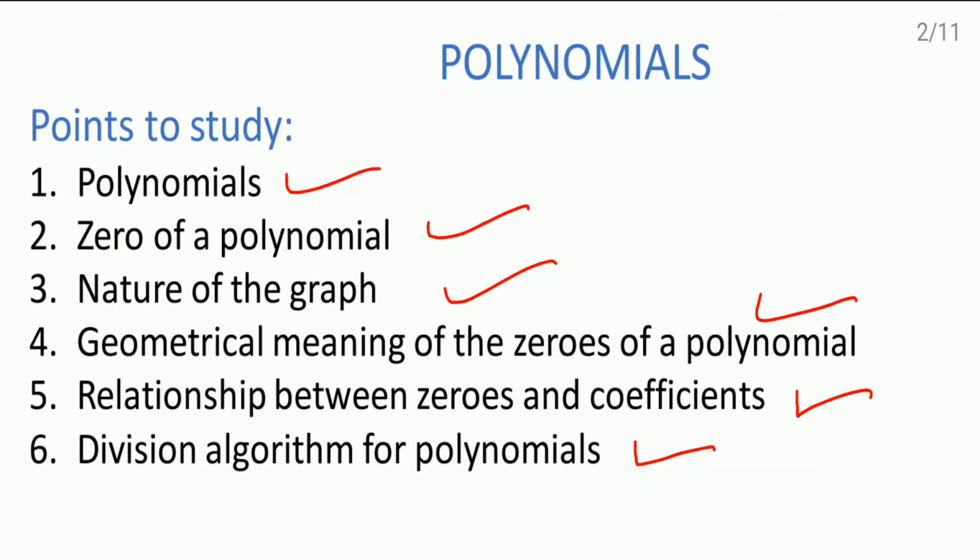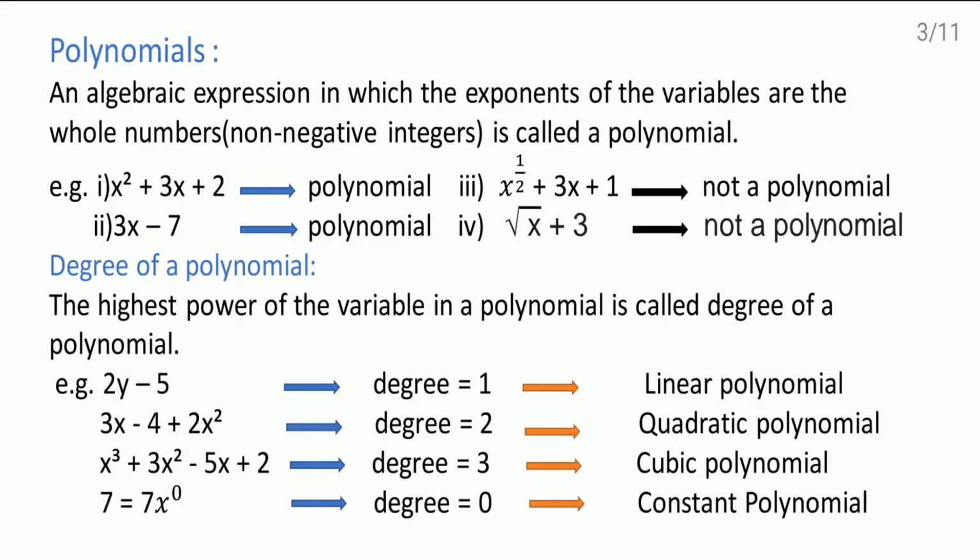First, let us see what a polynomial is. An algebraic expression in which the exponents of the variables are whole numbers, or we can say non-negative integers, is called a polynomial. That means the expression must be algebraic, and in it you will see the variable and then its exponents. Those exponents must be whole numbers. Then only that expression will be a polynomial. Correct?